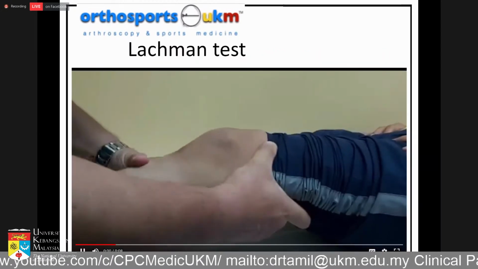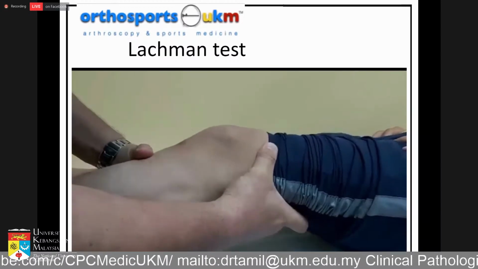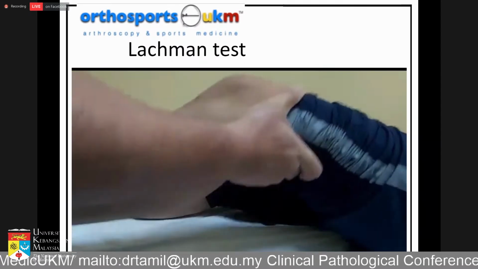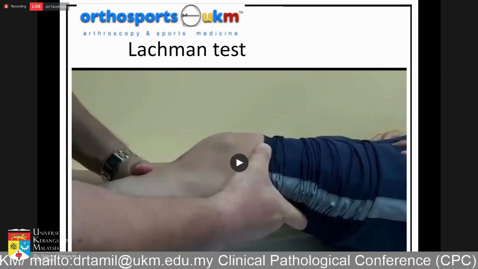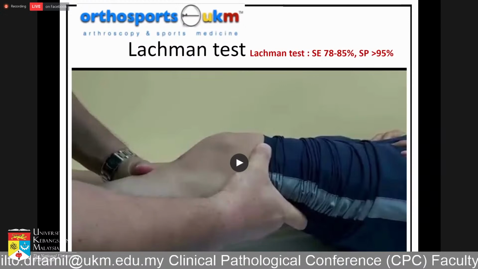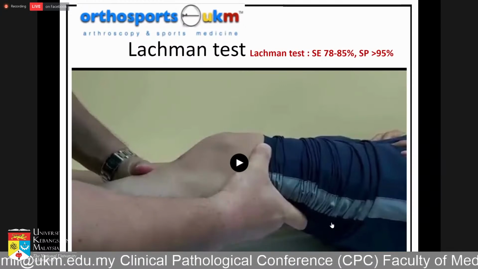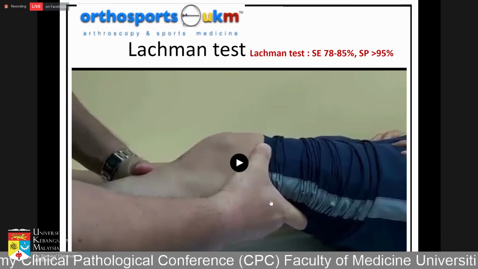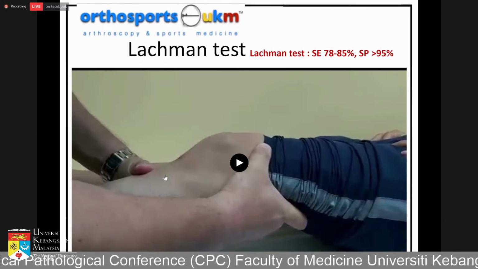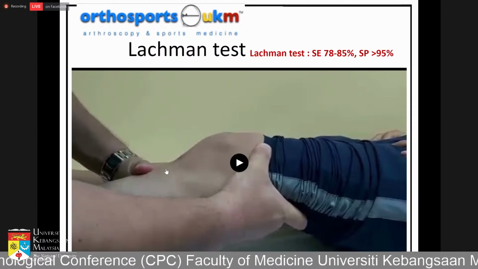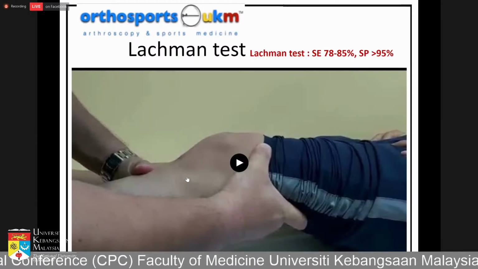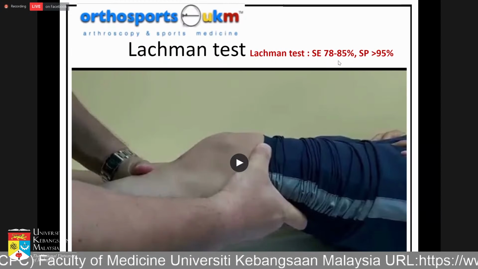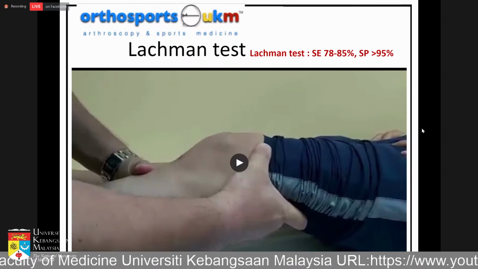The second test that we need to do is the Lachman test. This test is also done with the patient lying supine, and the knee is flexed at 30 degrees. You can put your thigh below the patient's thigh, or your non-dominant hand holds the thigh and your dominant hand holds the tibia, and then you anteriorly translate the tibia. This test is more specific and more sensitive compared to the anterior drawer test.